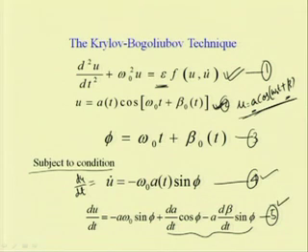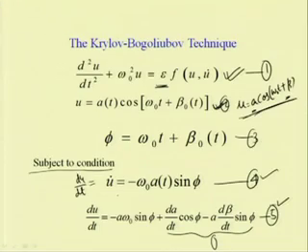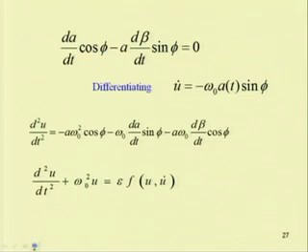So, we can take this term to be equal to 0. That means we can take dA/dt cos phi minus a dβ/dt sin phi equal to 0. Now differentiating, u dot equals minus omega 0 a sin phi. Here a is a function of time.